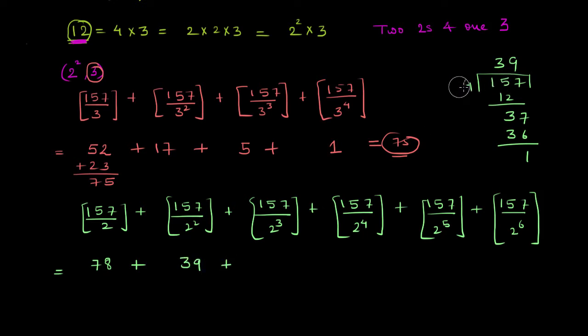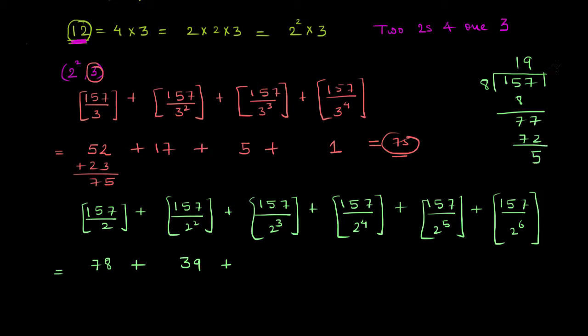Now let us divide 157 by 8. 8 1s are 8, I'll get 7 here and 7 here. 8 9s are 72, I'll get 5 as remainder. So this will be 19 point something, and the greatest integer of this will be 19. Now I have 157 upon 2 to the power 4, that is 16. So 157 divided by 16: I'll take 9 because 16 tens are 160. So this will be 9 point something, and the greatest integer will become 9.